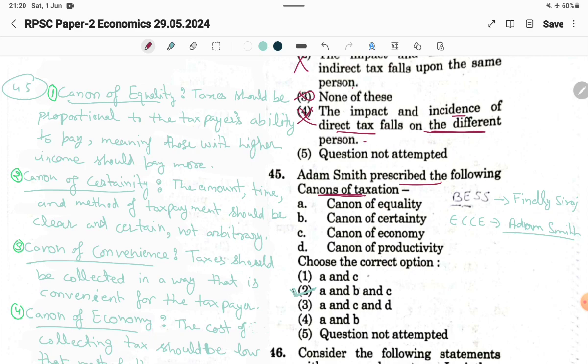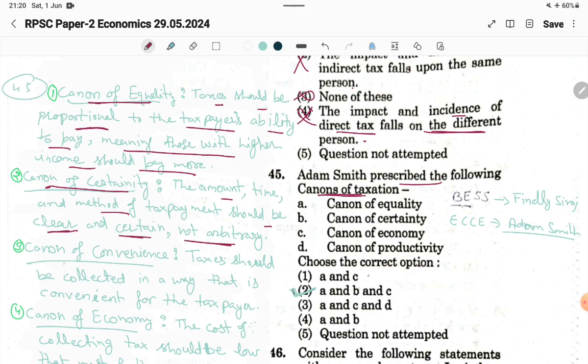So now the next question: Adam Smith prescribed the following canon of taxation. Adam Smith gives four types of canons of taxation. First one is the canon of equality. Taxes should be proportional to the taxpayer's ability to pay, meaning those with higher income should pay more. Second is the canon of certainty. The amount, time, and method of tax payment should be clear and certain, not arbitrary. Third is the canon of convenience.